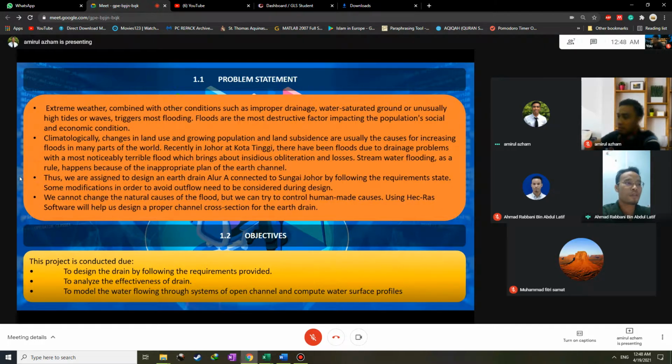So our first objective is to design the drain by following the requirements provided. Second, to analyze the effectiveness of the drain. Third, to model the water flowing through the system of open channel and compute water surface profile.